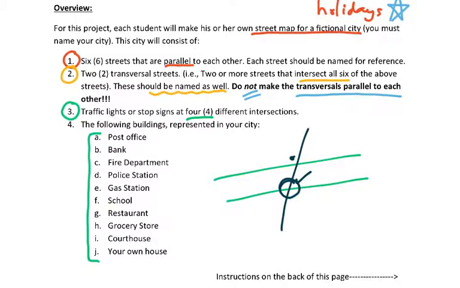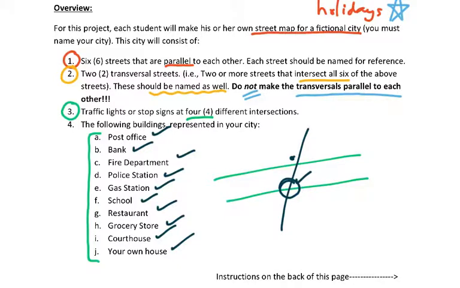But where they should go depends on the next page. I'll tell you that in a sec. So we need 10 of these things: a post office, a bank, fire department, police station, gas station, school, restaurant, grocery store, courthouse, and include your own house. And again, be very creative as you design these. You can make pictures of them, you can color them, you can design them, you can make them holiday-based too.